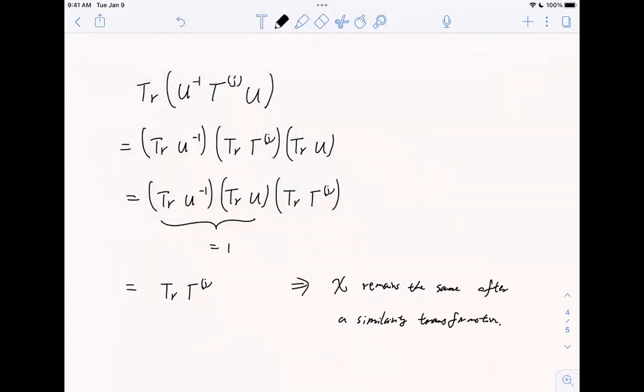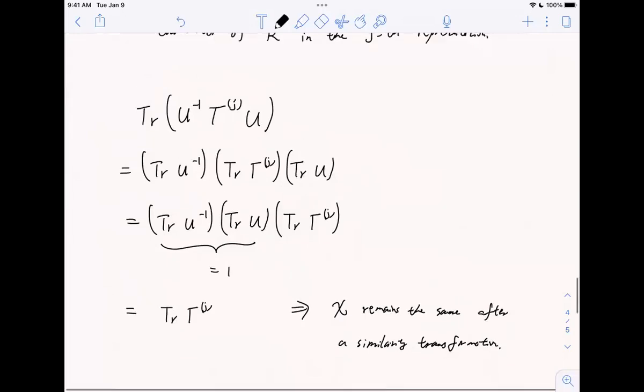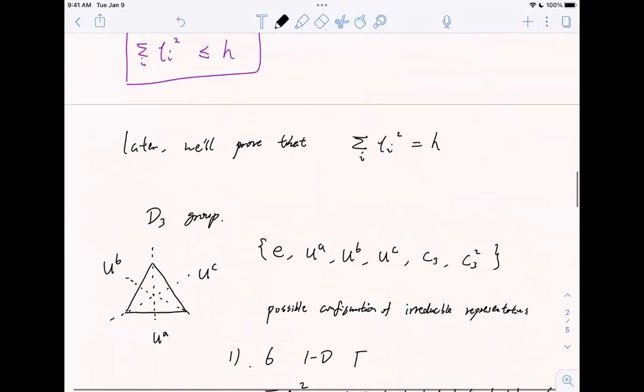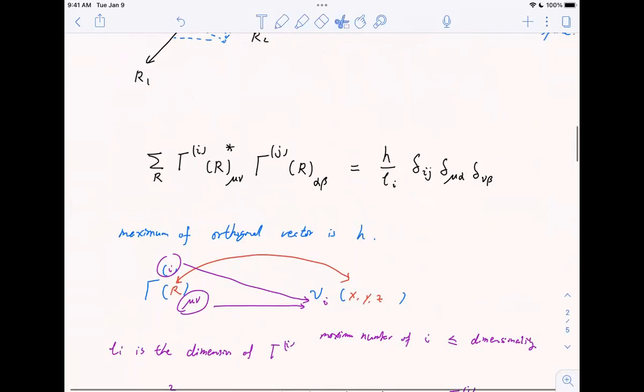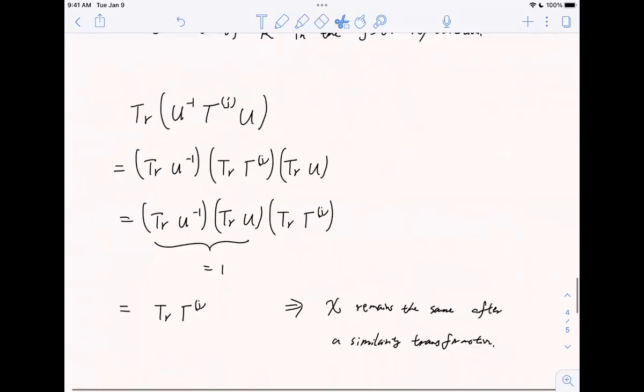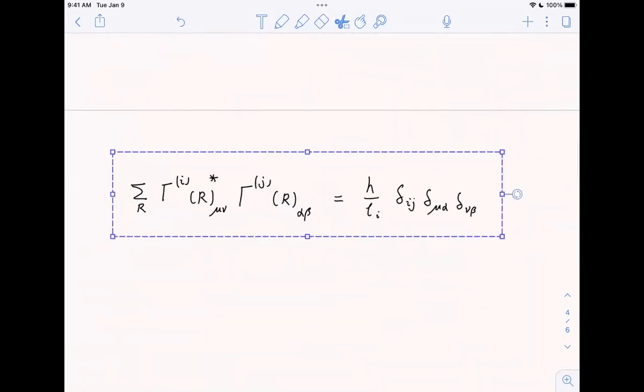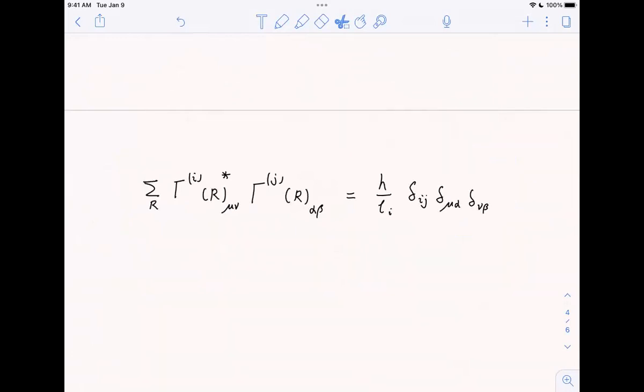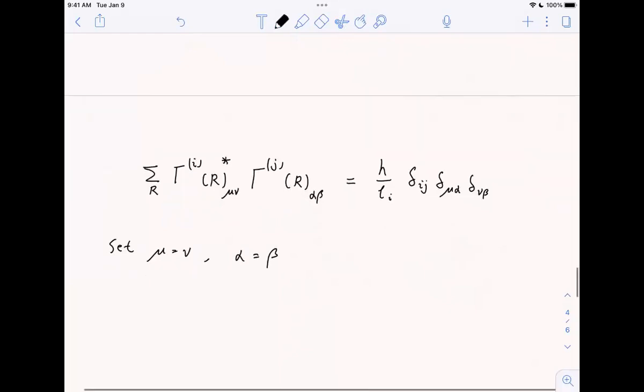So the character is a more convenient thing to use. Now we're going to derive an orthogonality theorem in terms of the character. Let's go back and take the orthogonality theorem. We're going to set mu equal to nu, and alpha equal to beta.